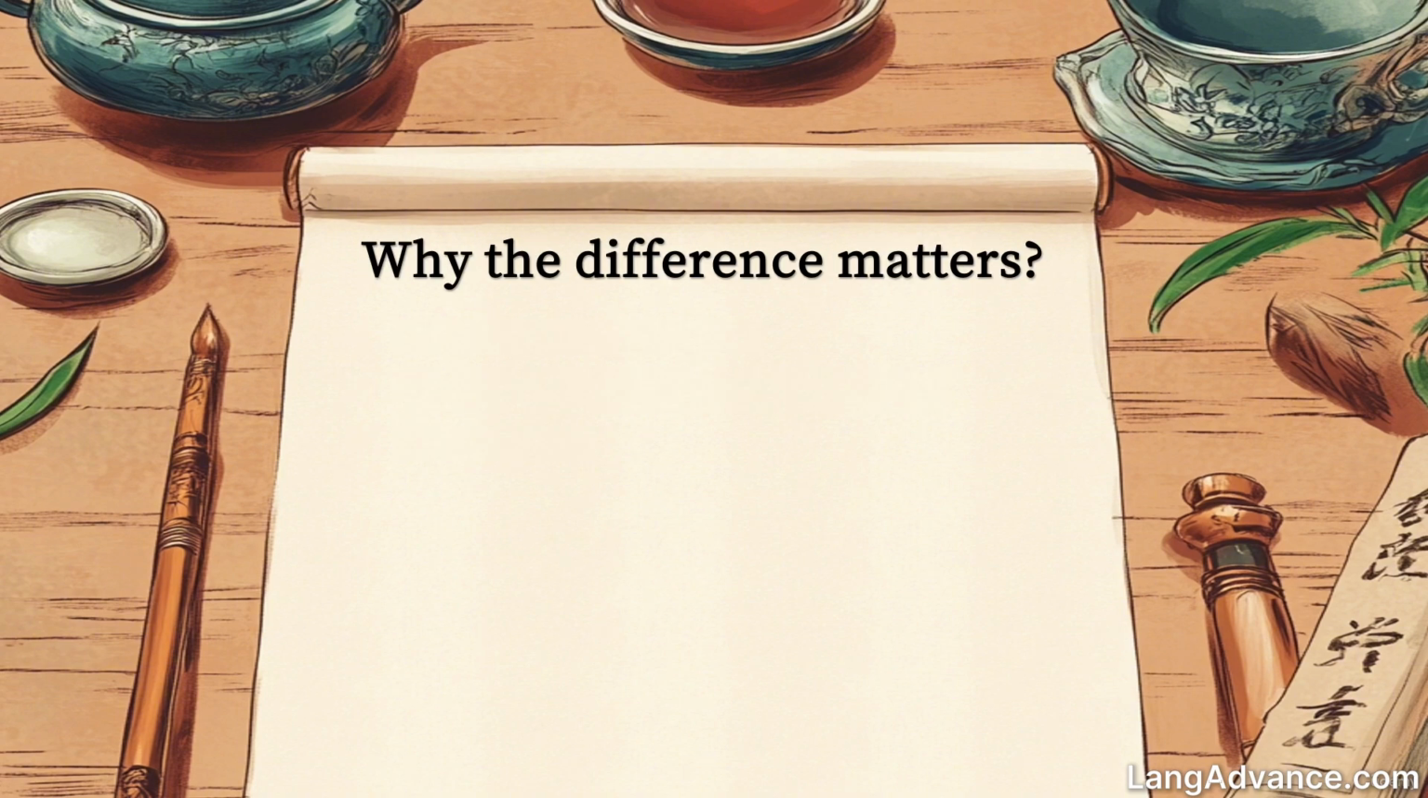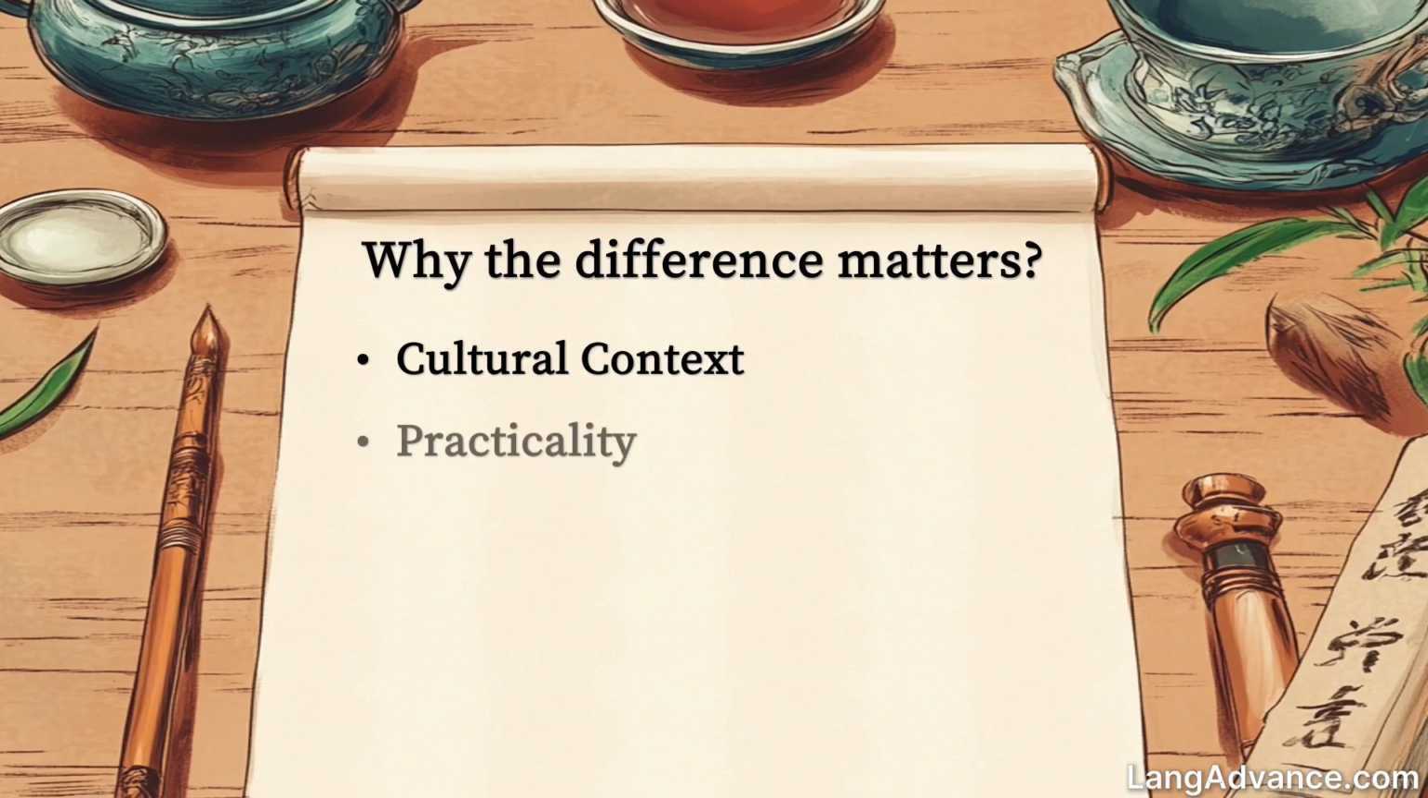So this leads to the question, why does the difference matter? If you like the traditional characters, obviously it is for cultural context. Traditional characters retain more historical and cultural elements, often with deeper meanings embedded in the radicals and components. But if you like the simplified version, it is because of practicality. Simplified characters are designed to increase literacy rates and make writing easier, which is why they are widely adopted in the educational systems.